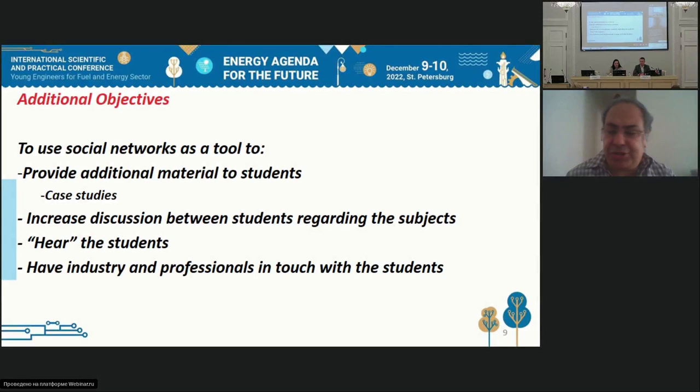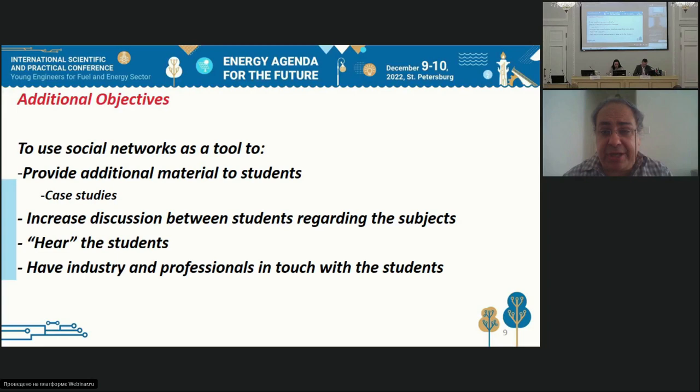Okay, additional objectives. Provide additional content to the students. I would like to provide complicated case studies to the students, which is difficult to put in the classroom because of our limited time frame. I wanted the students to engage in the discussion, and I wanted to hear what they are discussing.